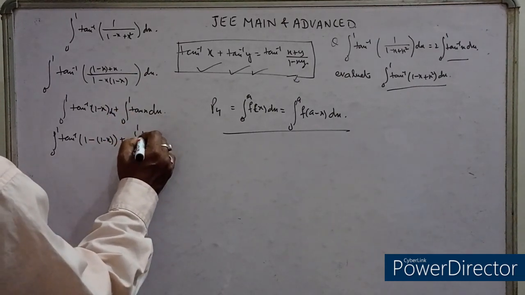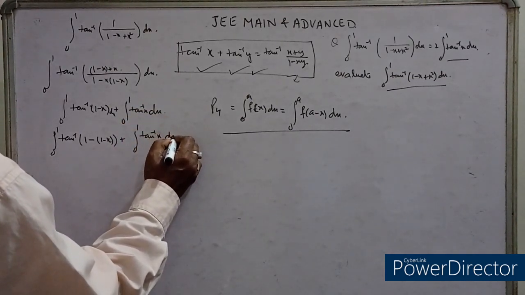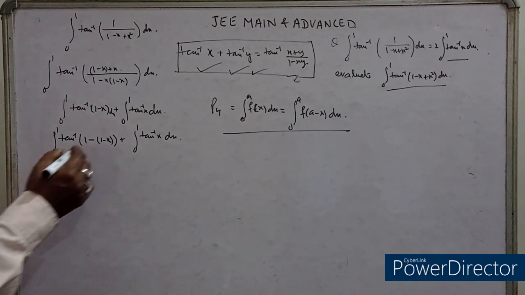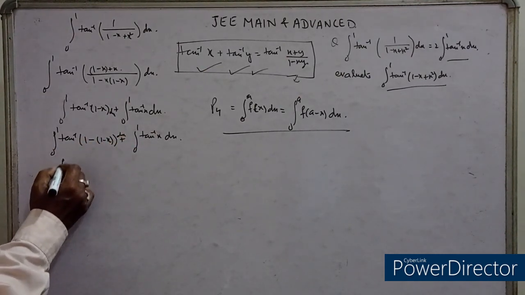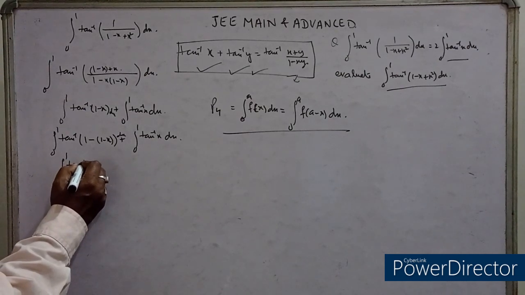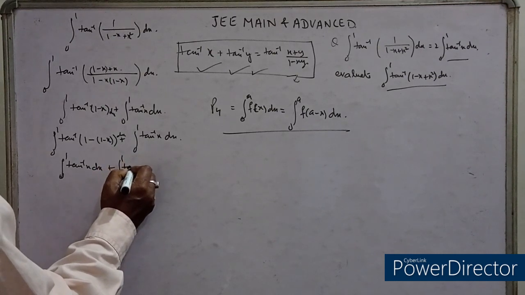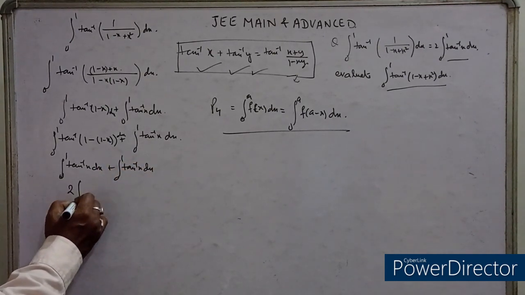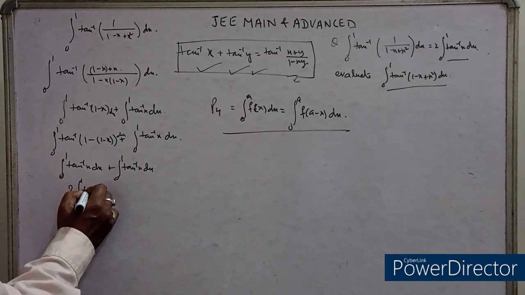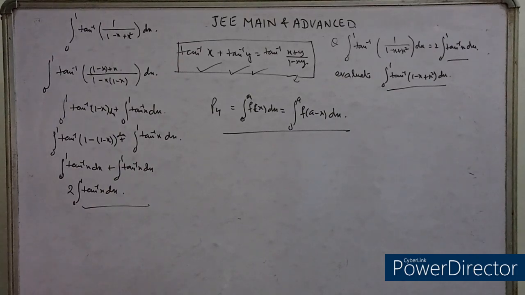So integral from 0 to 1, this is tan inverse x dx. Here the 1 cancels out and only x remains. So integral from 0 to 1 tan inverse x dx plus integral from 0 to 1 tan inverse x dx is equal to 2 times integral from 0 to 1 tan inverse x dx. So I have proved here that the value of this is 2 tan inverse x.